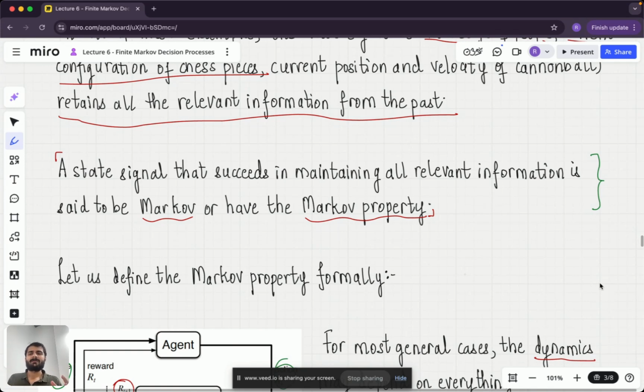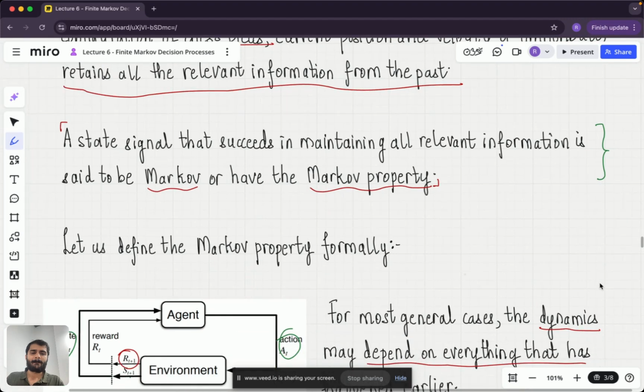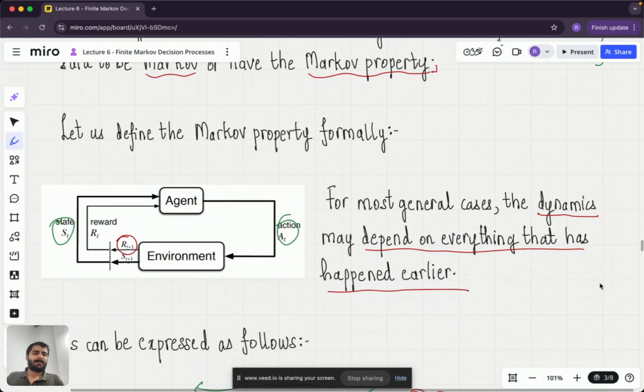Whenever we have a state signal which has all the relevant information, let's say a cannonball or the current chess configuration or speaking with someone, then all the relevant information is contained in that state. So the state is said to be Markov or have the Markov property. Now let's define this property formally. For most general cases, the dynamics not only depend on the current state but also depend on everything that has happened earlier.